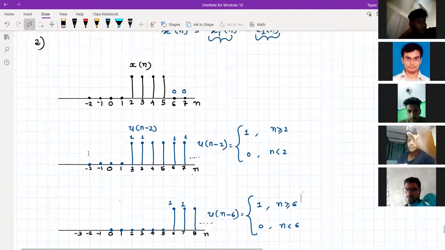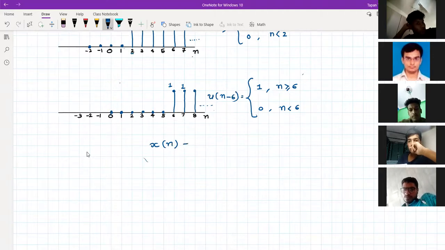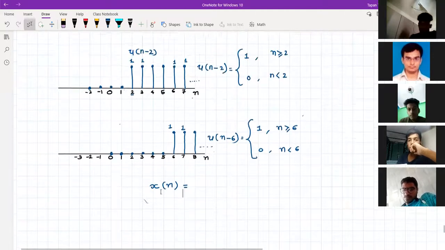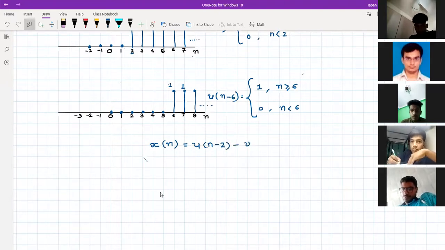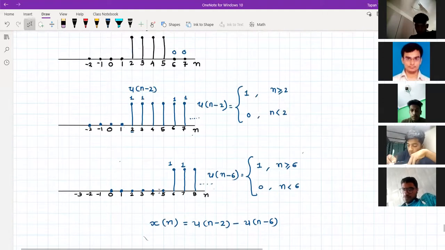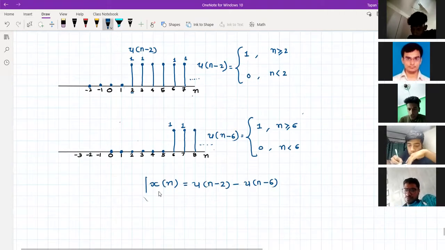So that means you can obtain x of n as u of n minus 2 minus u of n minus 6, which means if you subtract this first function and the second function, you will get the original function. So this is your answer.